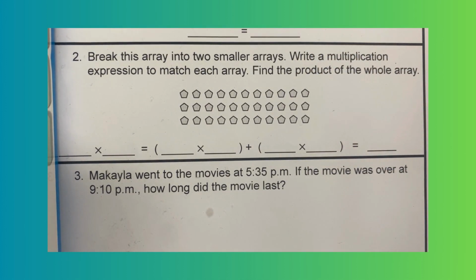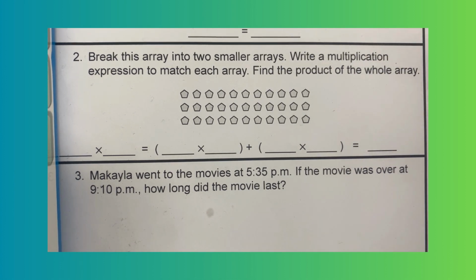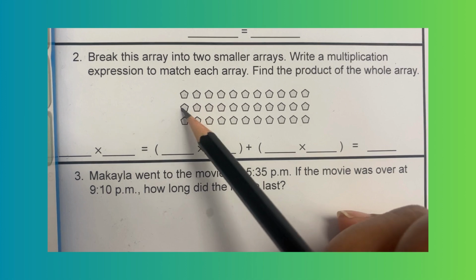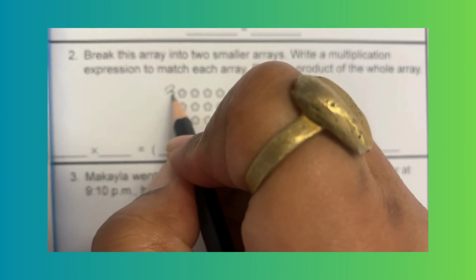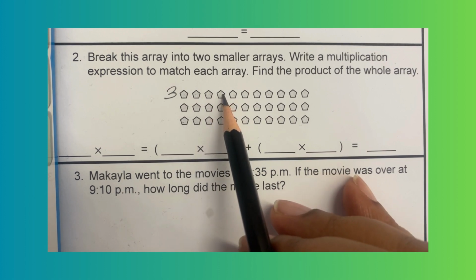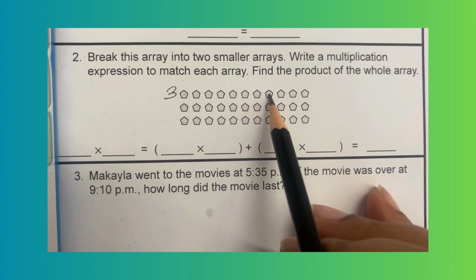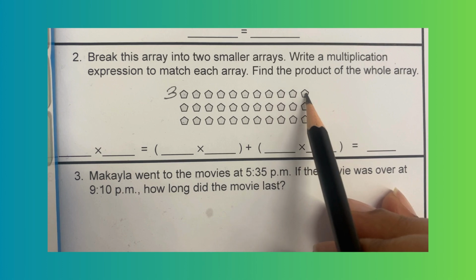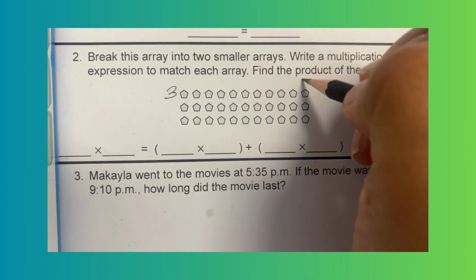Break this array into 2 smaller arrays. Write a multiplication expression to match each array. Find the product of the whole array. So the first step we need to do is see how many rows and columns we have. So we have 1, 2, 3 rows. And we have 1, 2, 3, 4, 5, 6, 7, 8, 9, 10, 11 columns.